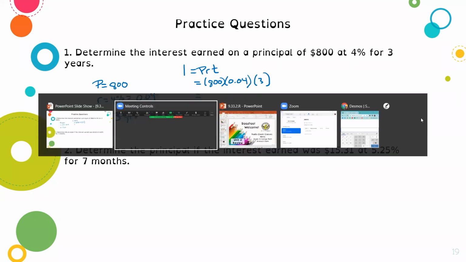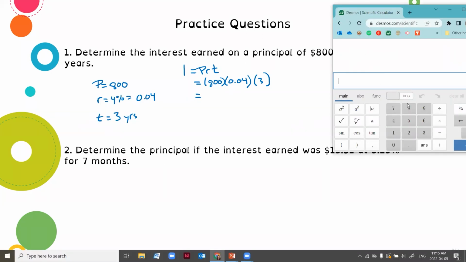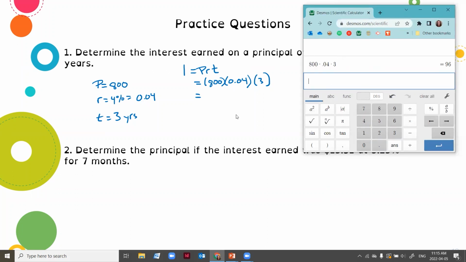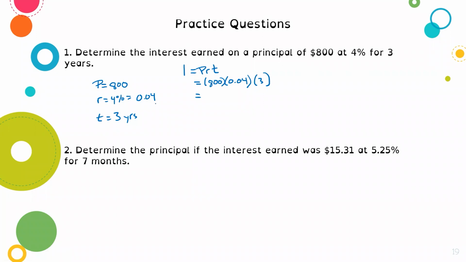And we're going to get our Desmos calculator, or you can use your own calculator. So 800 times 0.04 times 3 equals 96. So my interest earned is $96.